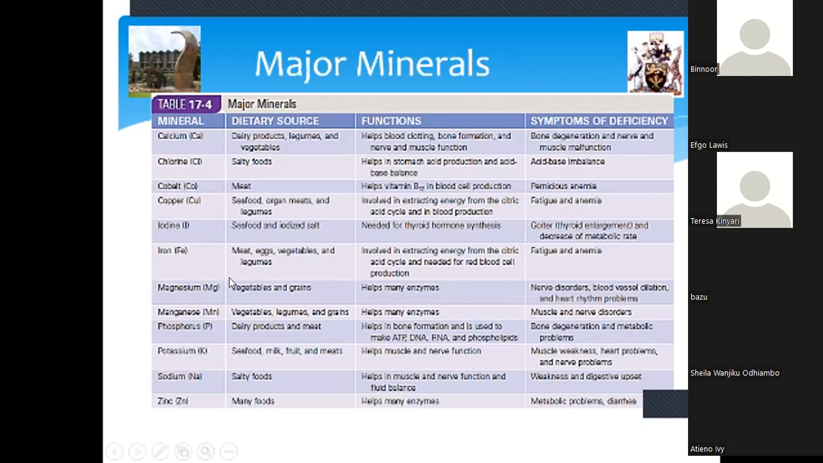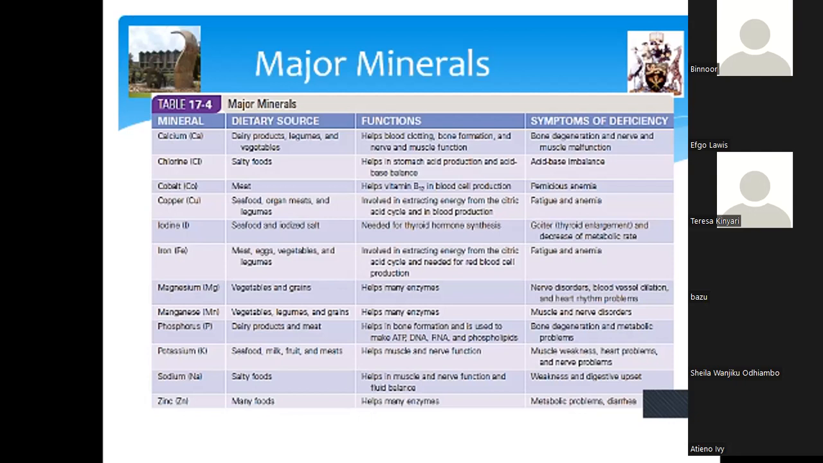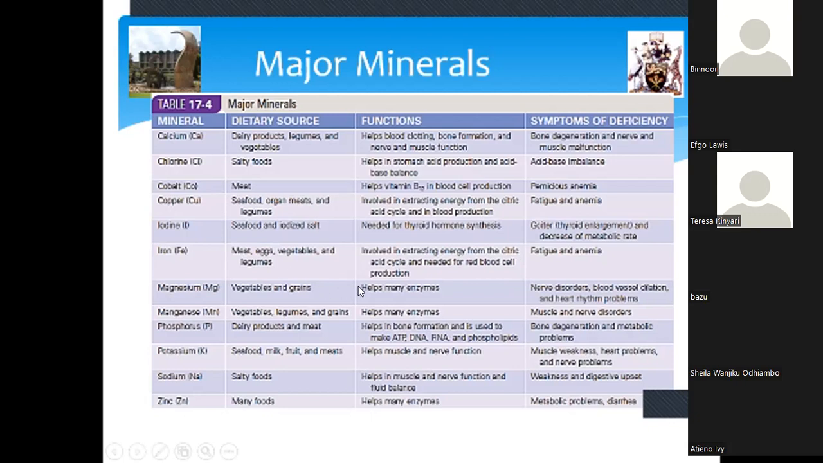Iron is important, and it comes from meat, eggs, vegetables, and legumes. It's involved in extracting energy from the citric acid cycle, and it's important in red blood cell formation. So you see, we have a common function between iron and copper in both of these micronutrients, and you can see we have similar symptoms of deficiency such as fatigue and anemia.